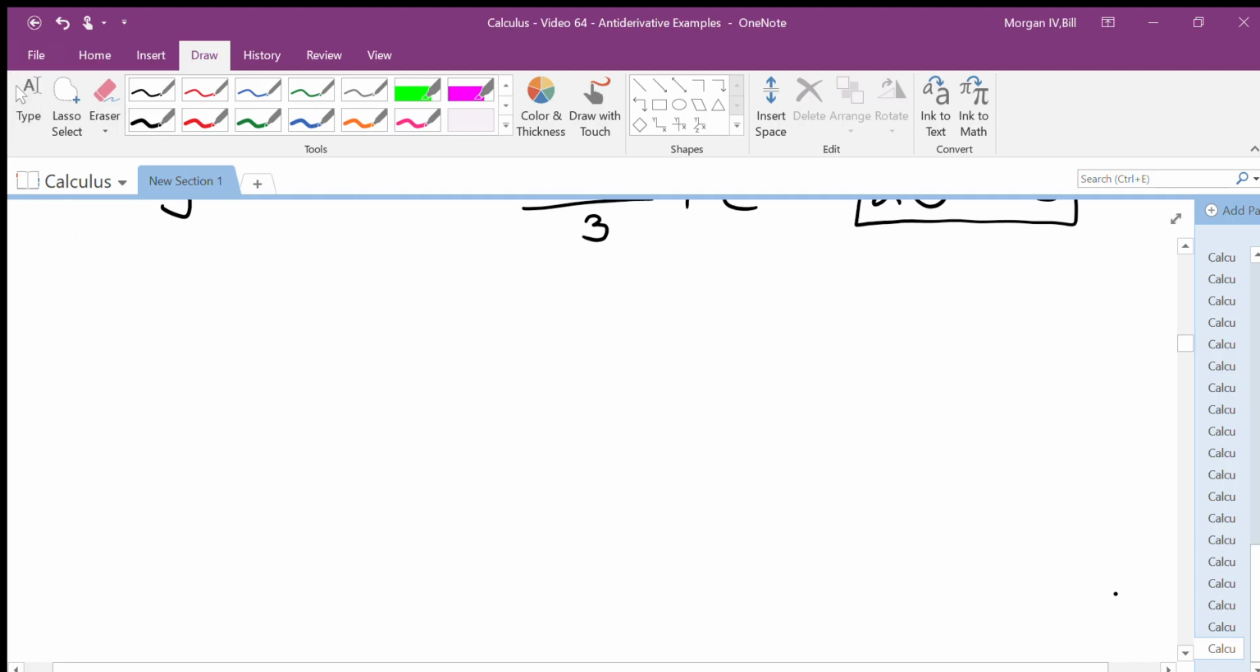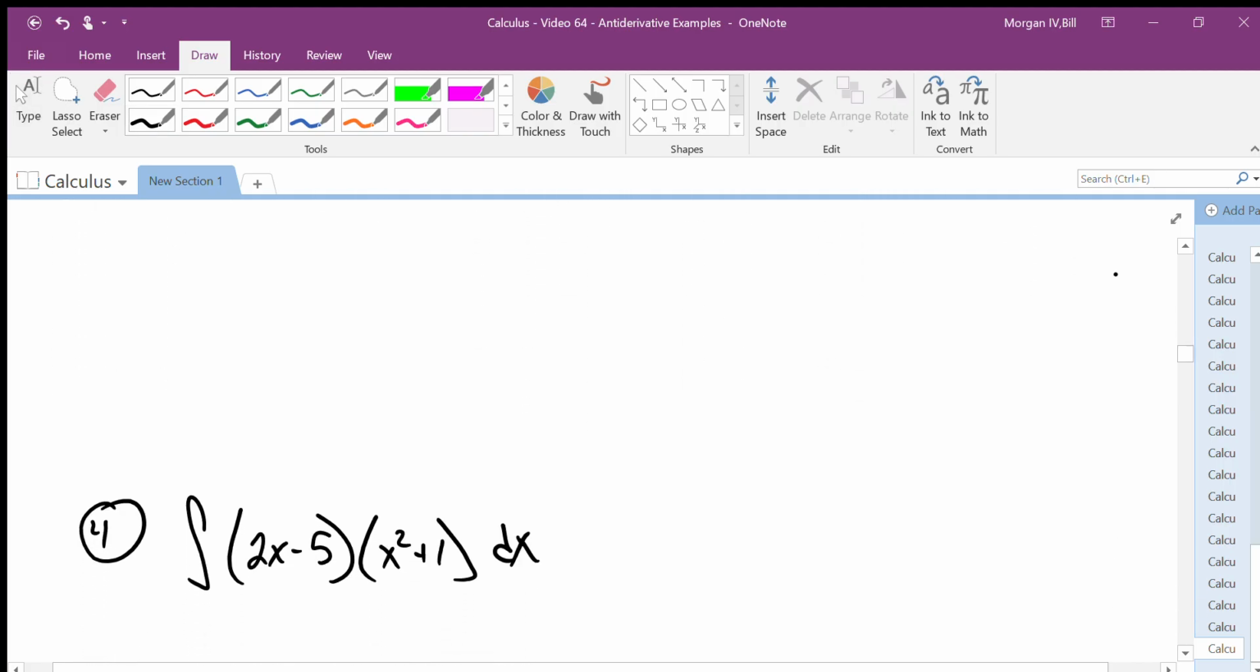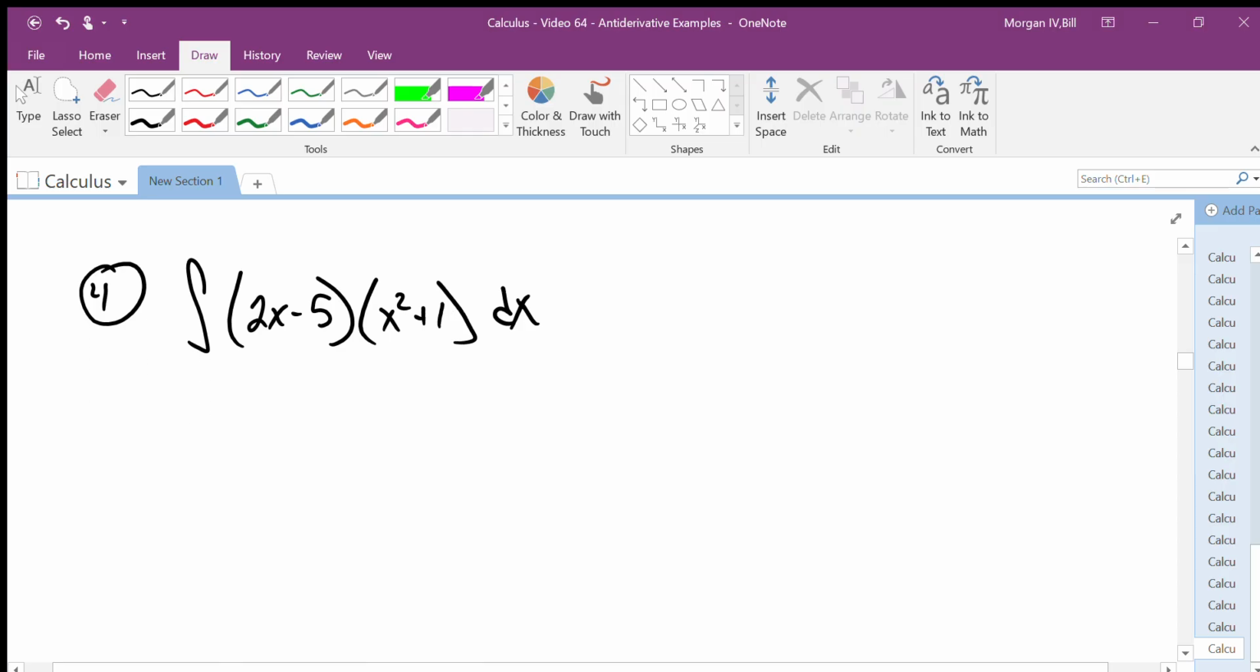All right, very good. We're rolling right along here. What if you wind up with something like this? The integral of 2x minus 5 times x squared plus 1 dx. I've already talked about earlier here that we're not quite ready for how do you undo a product rule yet. So we're not going to try to do some product rule thing. Instead, when you see something like that, just go ahead and distribute. Take the 2x times the x squared and the plus 1. Take the negative 5 times the x squared and the plus 1 and get individual terms.